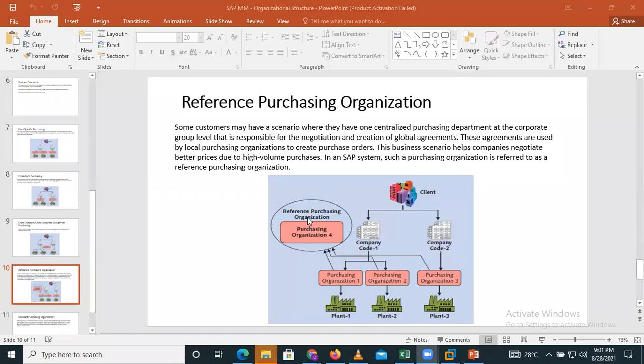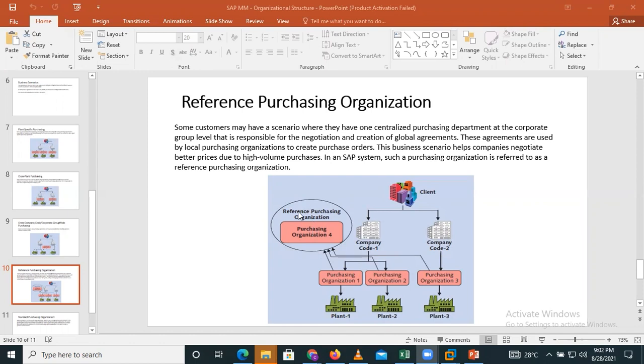When you are going to negotiate for a large quantity, definitely you will get a discount, right? Suppose, let's take an example, purchasing organization one is going to negotiate with the vendor for a lesser quantity. Each purchasing organization negotiates separately, so they will not get that type of discount. When one purchasing organization negotiates for all the materials required for plant 1, plant 2, plant 3, they will get more discount because they are negotiating for more quantities. That discount is one part.